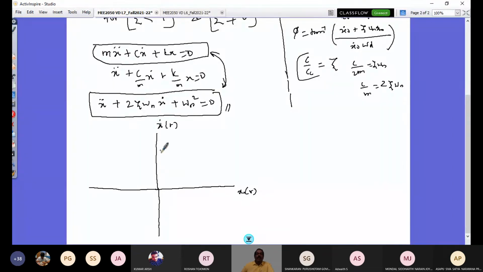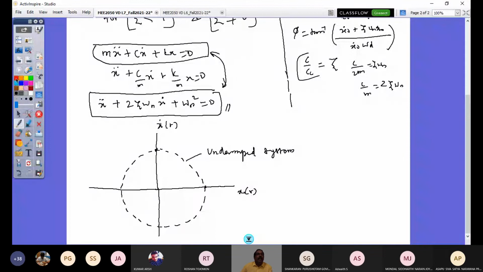If that is so, we have seen that it is going to be a circle for an undamped system, right? This was for the undamped system. You remember we had this part in a previous lecture. Please look at it again.